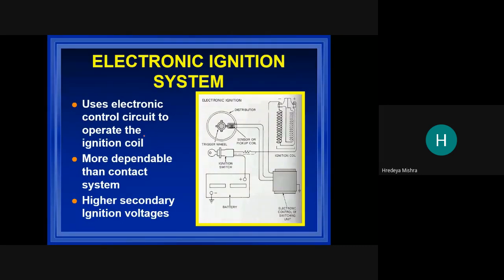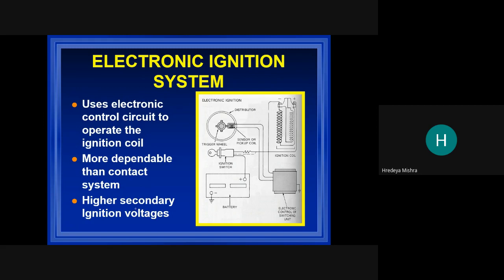Now, electronic ignition system. The electronic ignition system uses an electronic control circuit to operate the ignition coil. More dependable than the contact system.